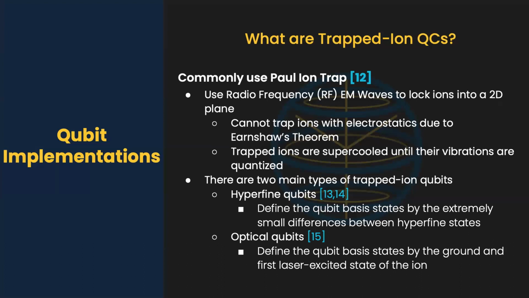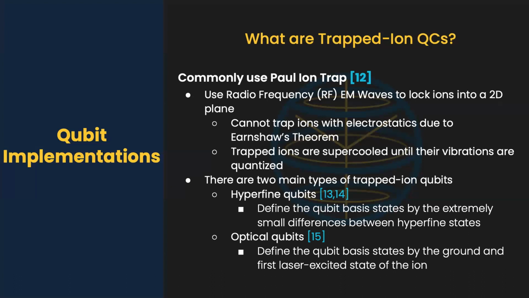So then after you've trapped the ions with these radio frequency waves, you supercool them until their vibrations are quantized. The quantizations of the vibrational energy are called phonons. They're quasi-particles because they're not really a real particle, but it's a quantization of some energy. So we pretend it's a particle and we treat it as such. Anyways, that's not super important. I just think it's fun.